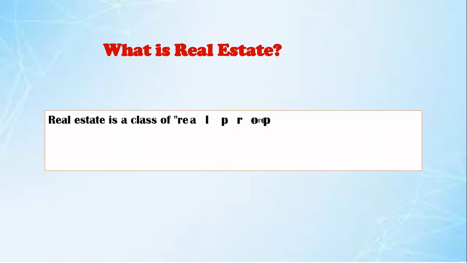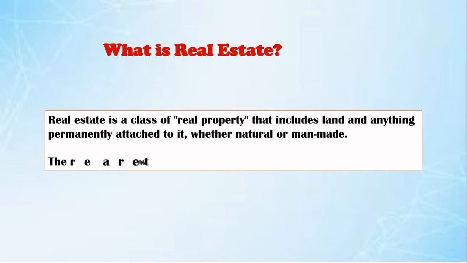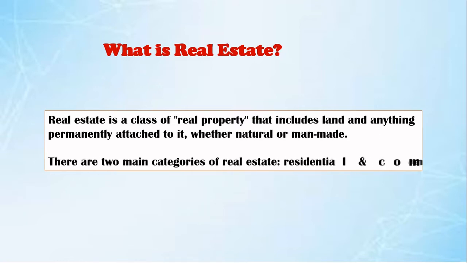Real estate is a class of real property that includes land and anything permanently attached to it, whether natural or man-made. So, from this definition, we can say that real estate properties are real properties which are immovable, such as buildings, lands, bridges, etc. There are mainly two types of real property: residential and commercial.